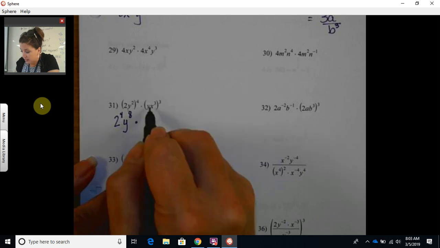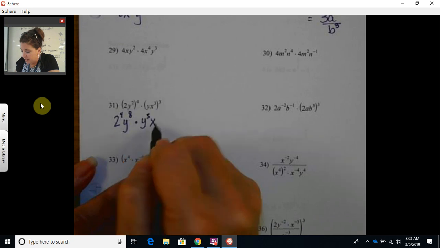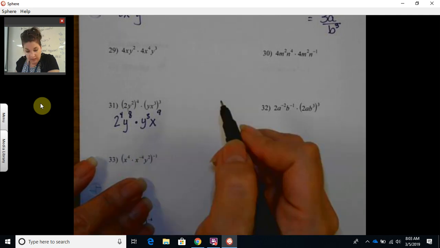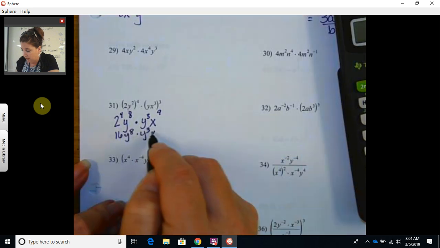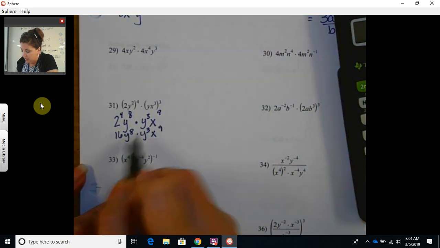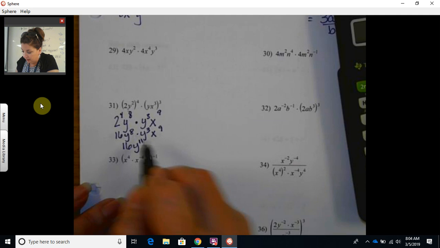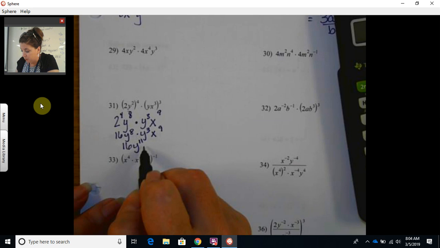Times y is being raised to the 3rd power. And x would be raised to the 9th power. Can I simplify that further? Yeah. Well, first of all, 2 raised to the 4th power is 16. So that's 16 y to the 8th times y cubed x to the 9th. Now I'm going to multiply them together. My coefficient 16 times 1 is 16. What's y to the 8th times y cubed? Y to the 11th. X to the 9th, my first term doesn't have an x, so I just bring down x to the 9th.